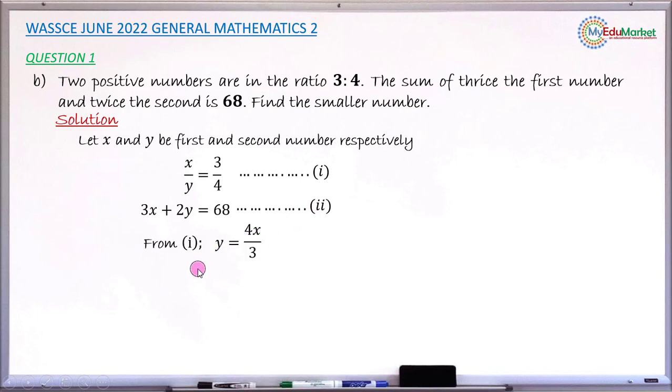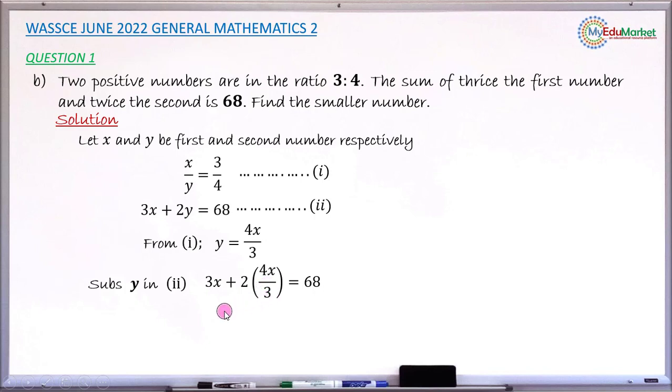Substituting y in equation 2, you have 3x plus 2 times, instead of y, you replace y by 4x over 3. So you have 2 multiplied by the bracket, inside which is 4x over 3, equals 68. Next is to clear this fraction, that is the denominator 3. I will multiply each and every term by 3.